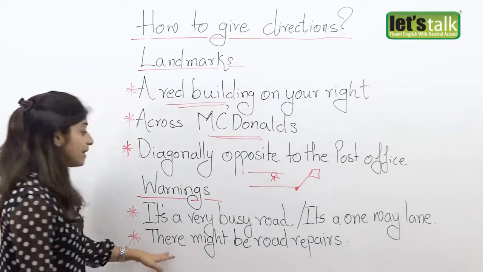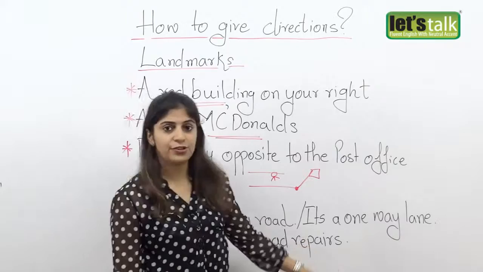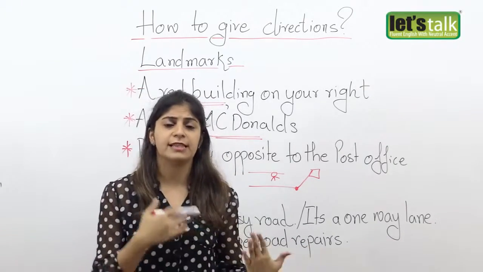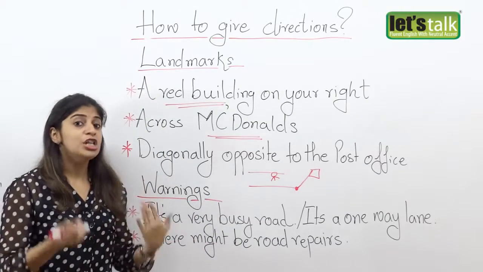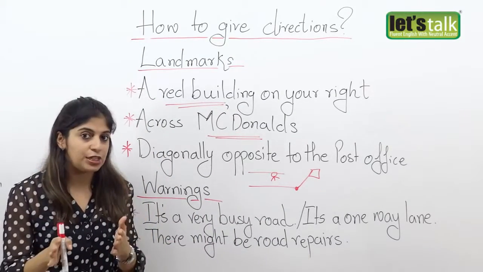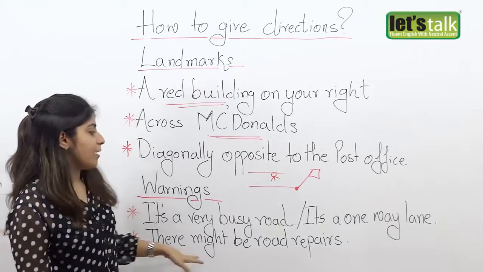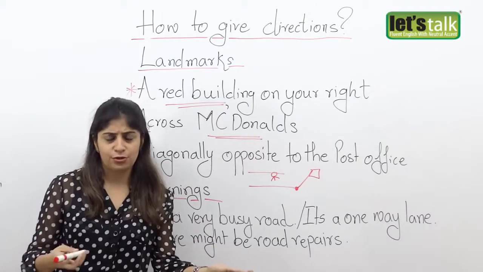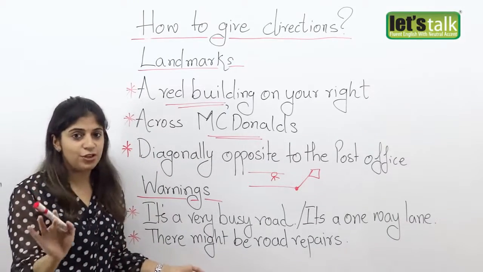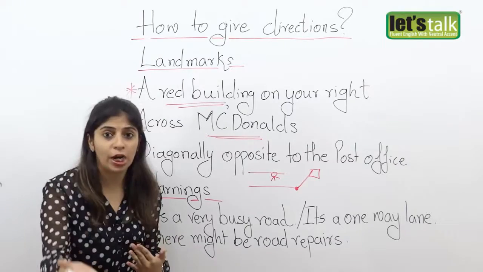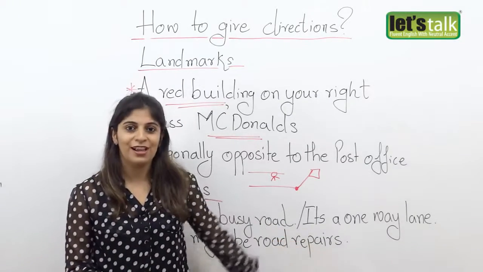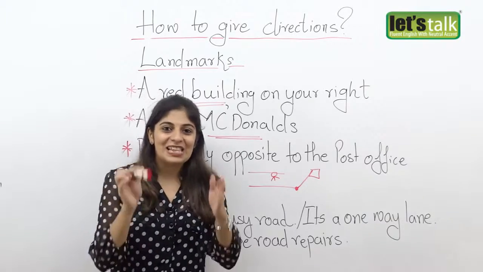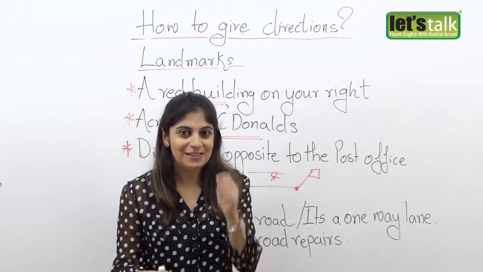The other one is there might be road repairs. Maybe I already know that there's a lot of road construction going on. So I would like to tell that person he should be aware that there might be some road repairs. So maybe I can offer a different route, or I can just mention that you might not get parking because there are road repairs going on. So it would be really nice if you offer warnings. So this is the way that you would give directions.